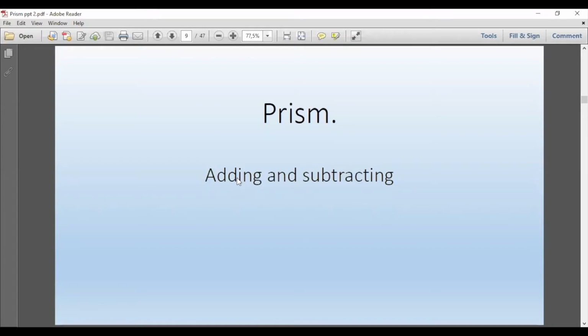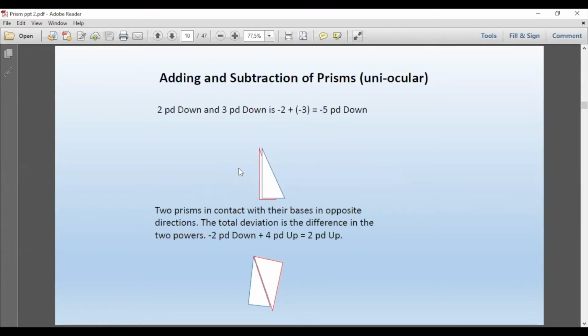Right. Now it comes to adding and subtracting prisms. It's also pretty straightforward. If you are adding and subtracting prisms, now we talk uniocular. That's one eye only. So a 2 prism down and a 3 prism down for, let's say, only one eye or just in isolation, your total prism over here is going to be -2. Now, where the minus sign comes in, I use the minus sign here because it's down. If it was base up, I would use positive.